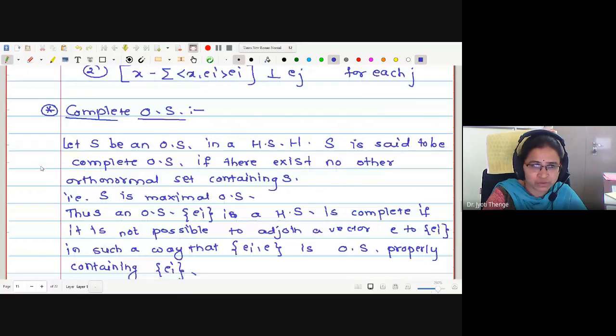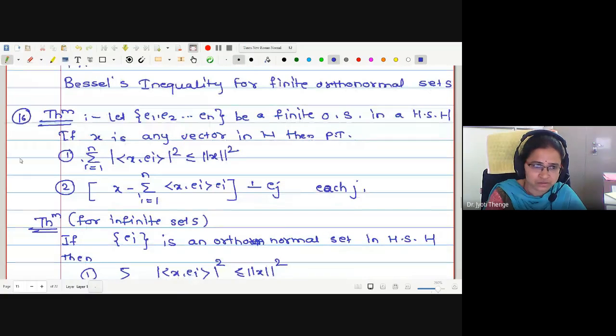Now the numbering I am going to change. This is 16. This is 17. Now we'll go to 18.